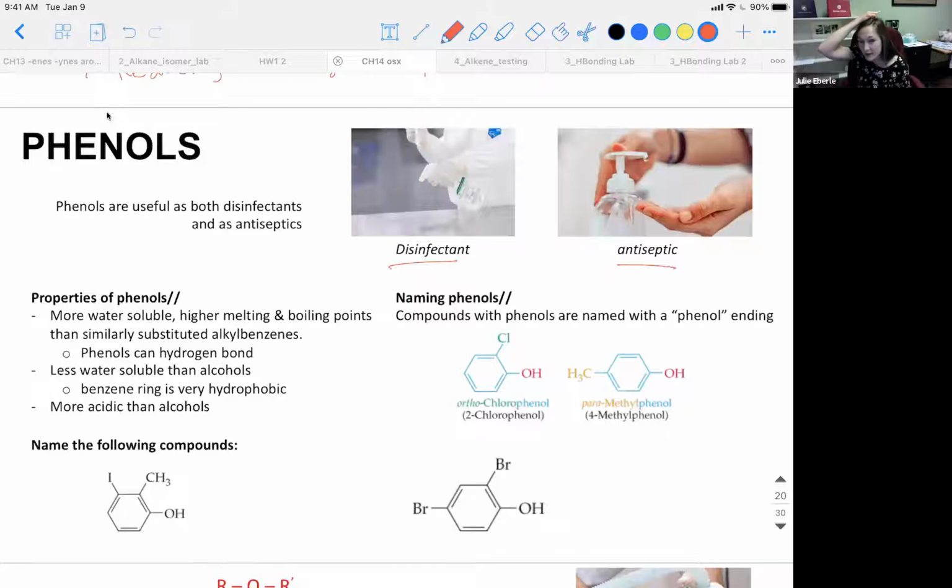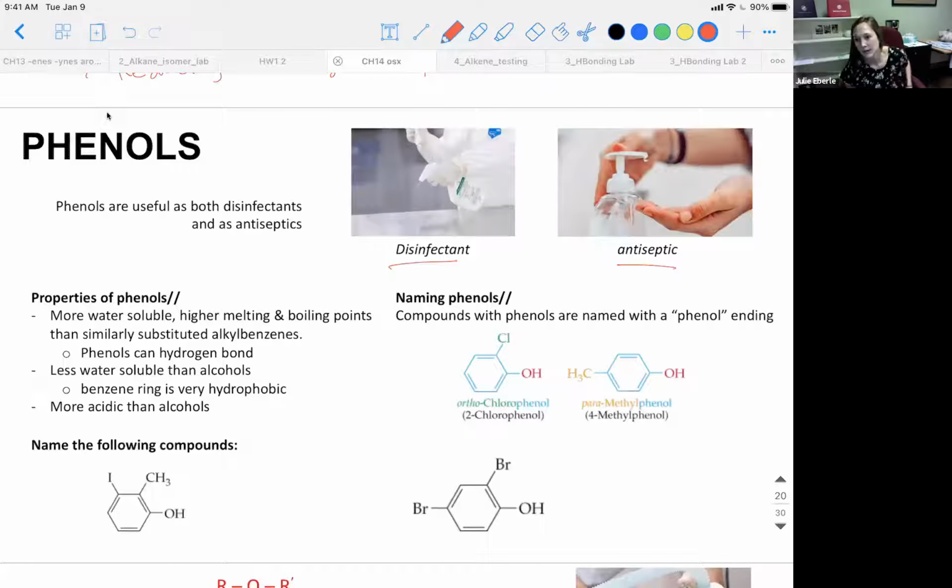Not quite, Madison. The point there, yes, that's what the picture shows. Disinfectants are used on surfaces. You're cleaning surfaces. Antiseptics are for biological purposes. They're used on humans. We're not going to use a disinfectant on a human. You can use an antiseptic, but not a disinfectant. I know the words sound really similar. Disinfectants are for cleaning surfaces. Antiseptics are for cleaning skin or things like that.